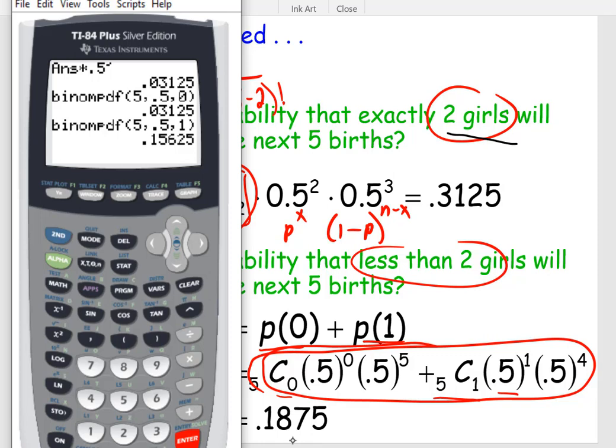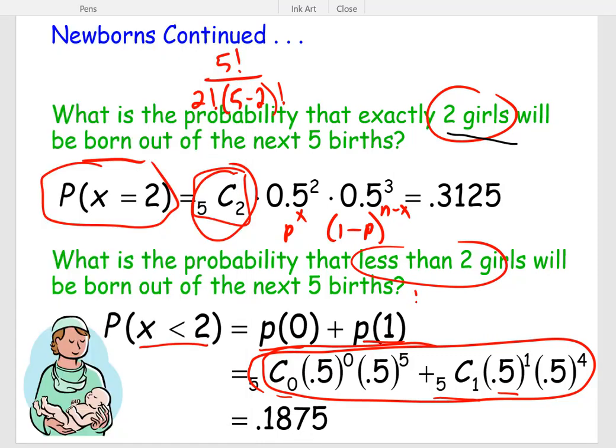There is a way we could do this all at once on the calculator. There's the binomial CDF function. Binomial PDF was binomial probability distribution function. Binomial CDF is binomial cumulative distribution function, which means we add up from 0 up to that number. Now this is less than 2, which means we don't want the 2. So we're going up to 1.